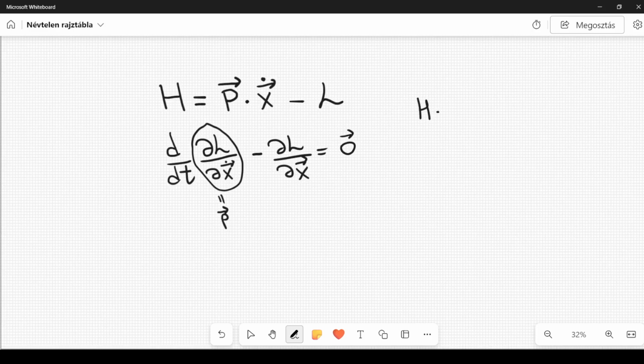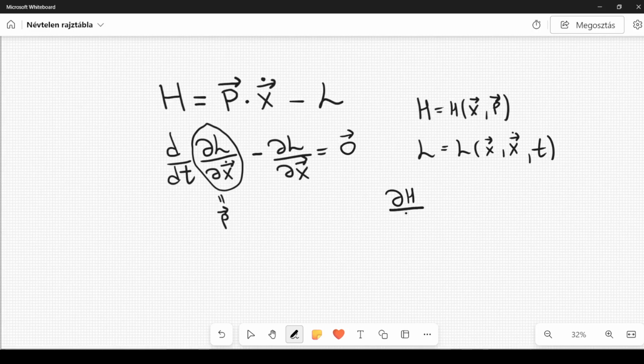The Hamiltonian can be thought of as a function of the variables x and p, whereas the Lagrangian can be thought of as a function of x, x dot, and t. So basically, from the definition of the Hamiltonian, the gradient of the Hamiltonian with respect to momentum is equal to x dot, because the Lagrangian is independent of momentum. The Lagrangian depends on x dot, so we are treating them as if they are independent.